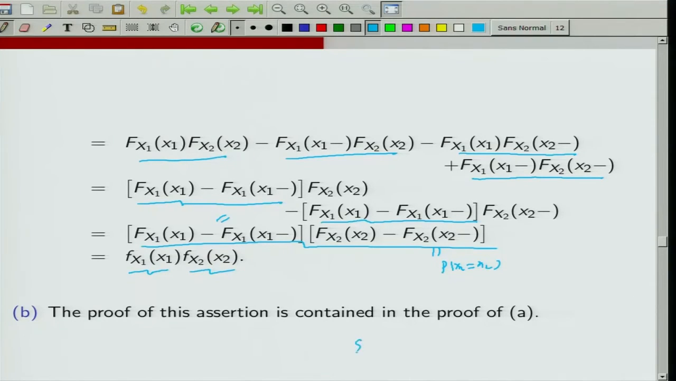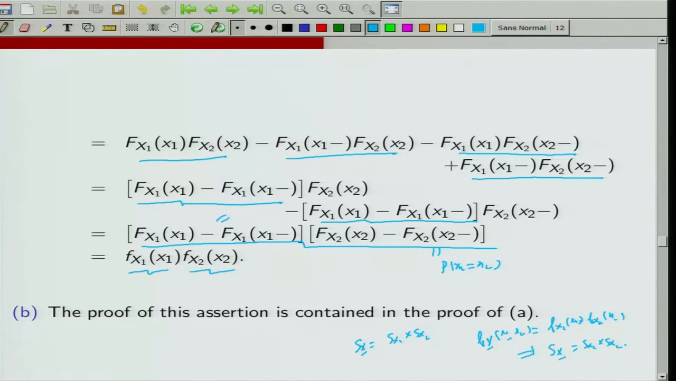The proof of the second proposition, that Sx is equal to Sx1 cross Sx2, is in fact contained in the proof of the last part, because if X1 and X2 are independent, then you know that fX(x1, x2) is the same as fX1(x1) fX2(x2), and if this happens, we have seen that Sx is the same as Sx1 cross Sx2.